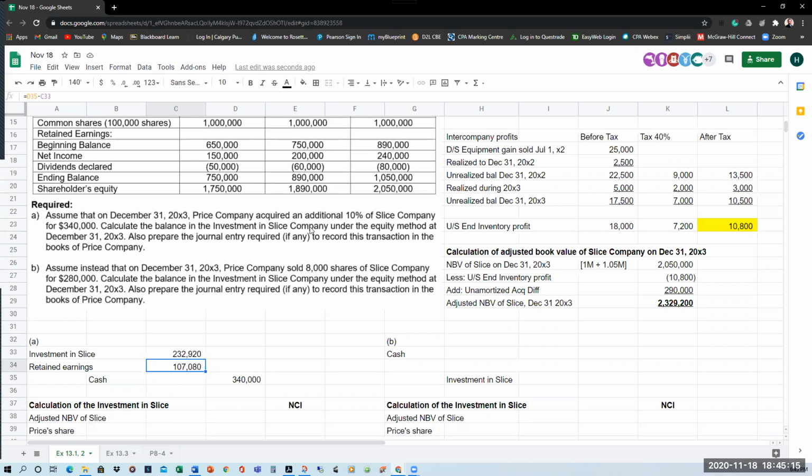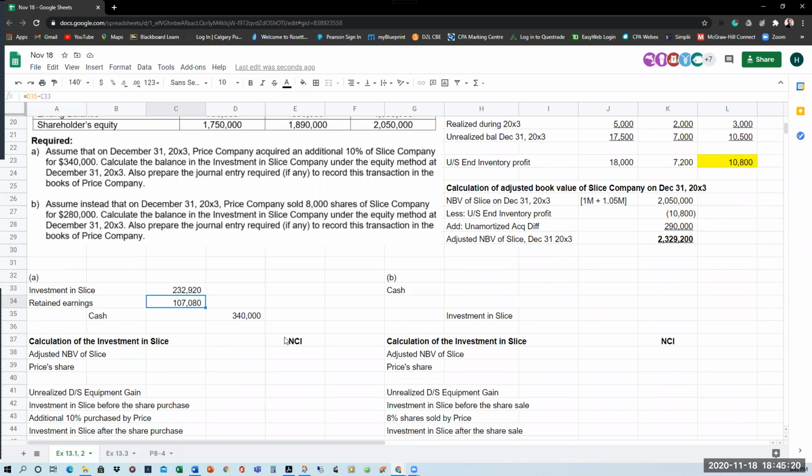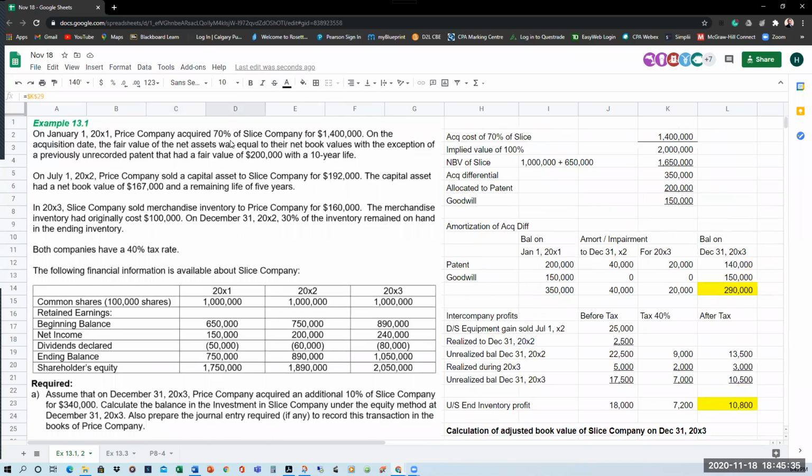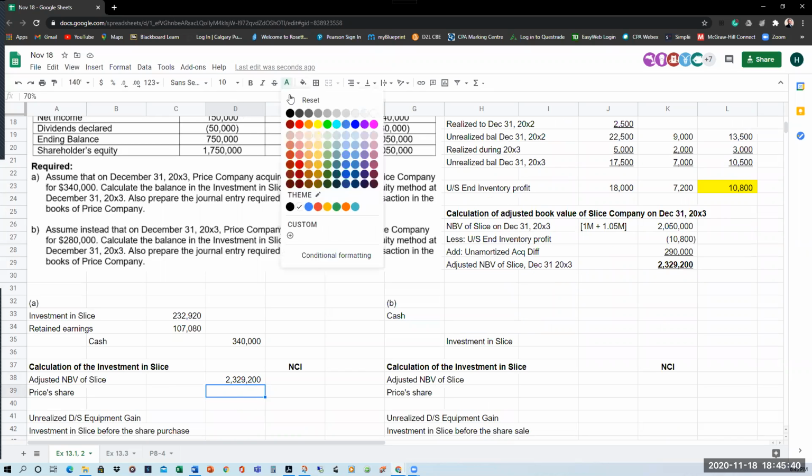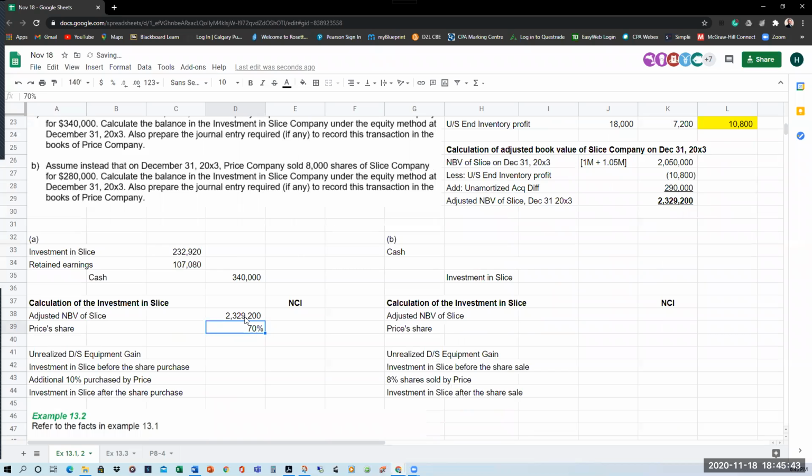Now, they did ask us to calculate the investment account balance. So how do we do that, the investment account? Well, if you look at the adjusted net book value of Slice, before the share purchase, the adjusted net book value was 2,329,200. And Price owned 70%, right? Price owned 70% of that 2,329,000. So 70% of 2,329,000 gives us 1,630,440.